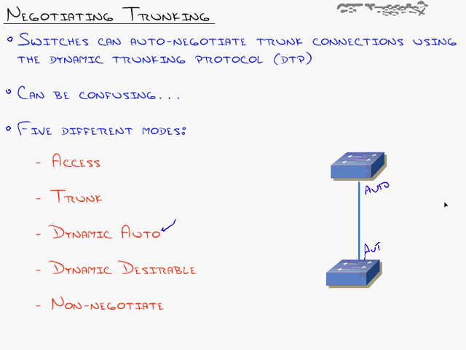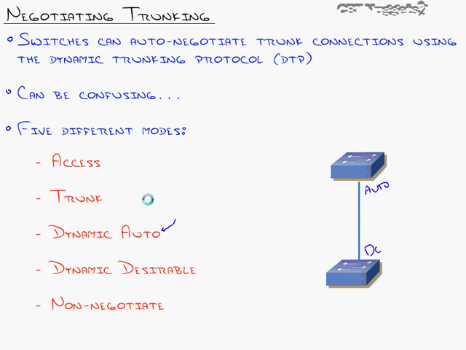So what does that mean if one side is auto and the other side is desirable? Well, if that's the case, it will become a trunk because this side will say, I'd like to be a trunk. And since this is set to auto, it will say, oh, well, I'm in auto, so I'll be a, holy cow, I just threw my pen across the room. It says, I will be auto with you. Or I will be a trunk with you. So it will negotiate a trunk with the other side, and that will end up being a trunk.